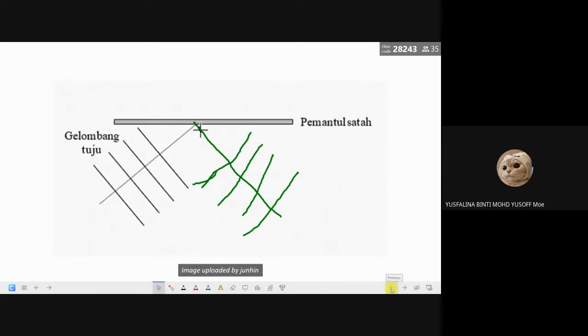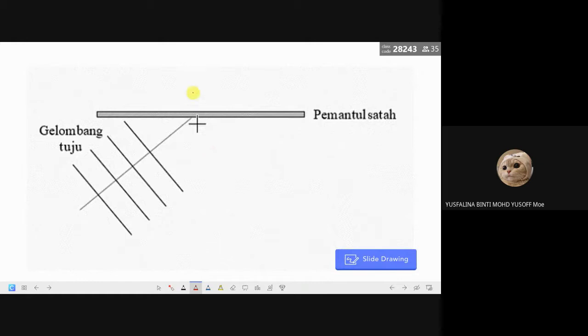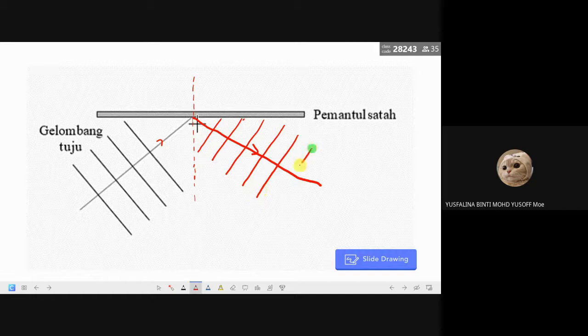So this is your answer. Let's see actually how to draw. For the first one, draw the normal line. The normal line must be at the incident wave here, don't draw here, must be here. After that you draw the reflected wave. Just estimate. If you want to make sure that it is correct, you can use a protractor to measure. Don't forget to draw the direction of propagation here. Then you draw the wavelength. Let's say this is my wavelength. You can measure to make sure that the wavelength is the same before and after being reflected. So this is the reflected wave.